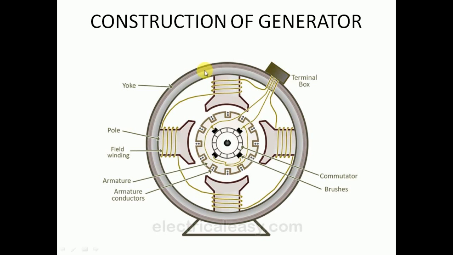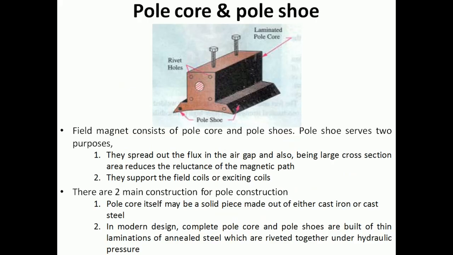It is the yoke where the poles are being placed or screwed. So we can also say that yoke does the function of providing mechanical support for the poles also. Next part is pole. Pole is actually a pole core and pole shoe assembly. This portion is the pole core and this is the pole shoe.